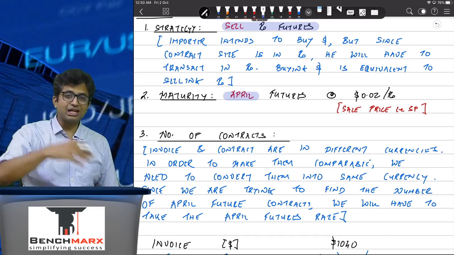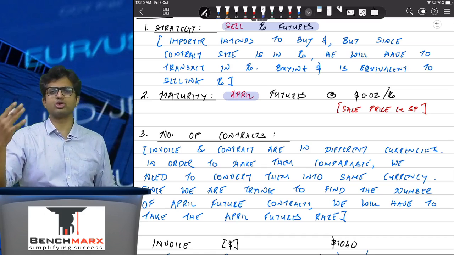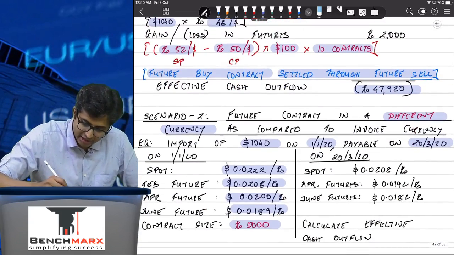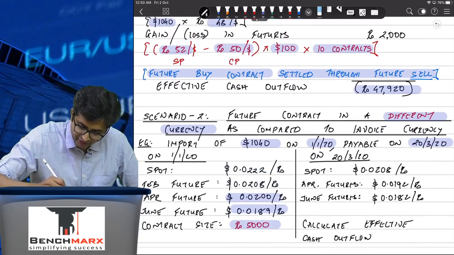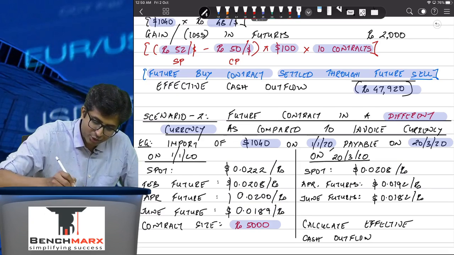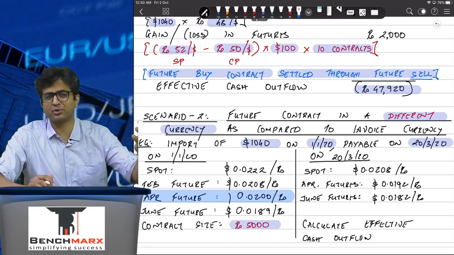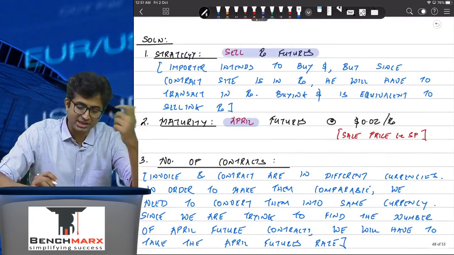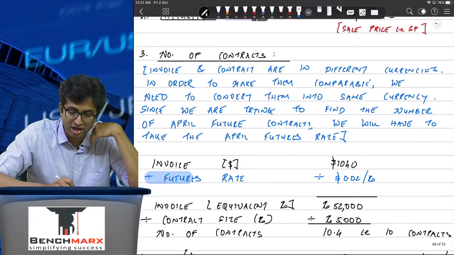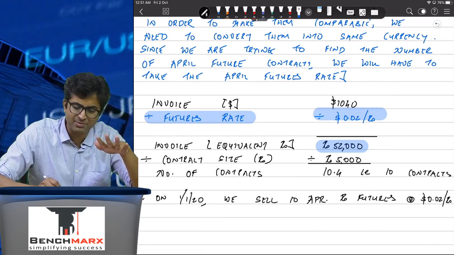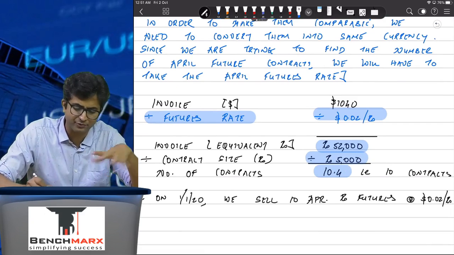However, here the intention of doing this entire exercise is to find how many futures contracts you want to take, and these futures contracts you are actually going to take at the April futures rate, and hence the April futures rate is the relevant rate because you are trying to find a number of contracts, and those contracts ultimately are going to be dealt at 0.02 per rupees, and as a result you will convert the invoice at the relevant futures rate, not at the spot rate. In order to find the equivalent value in rupees, that is 52,000, you divide it by 5,000, that is the contract size also in rupees, to find 10.4, that is 10 contracts.